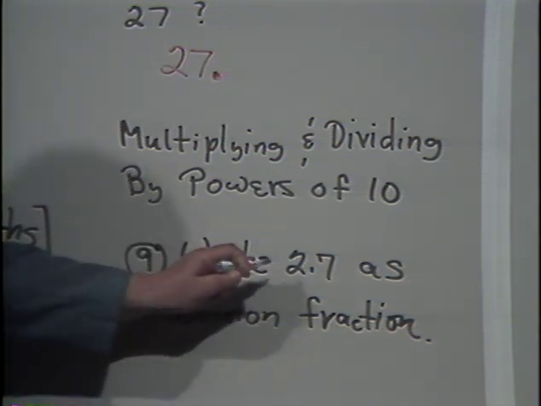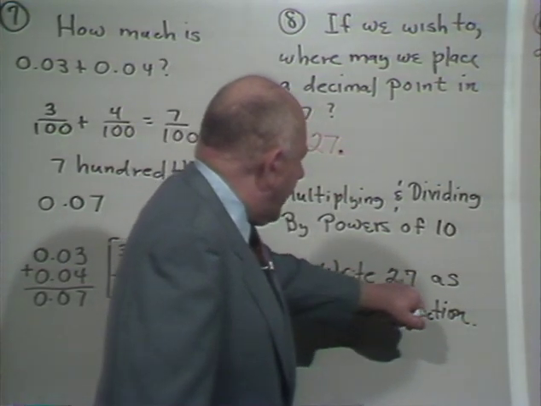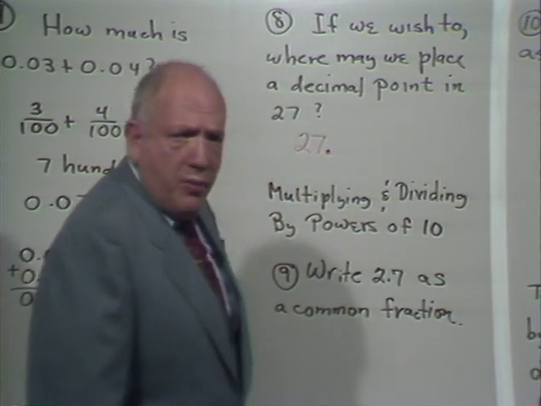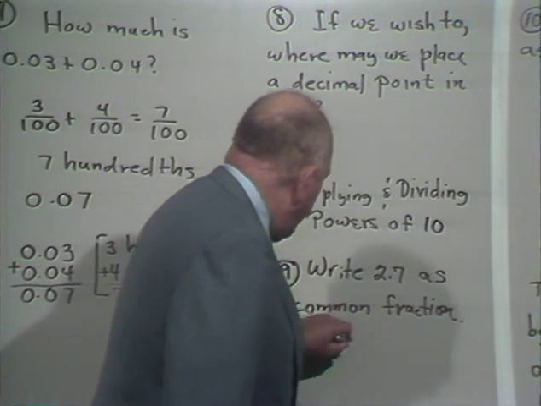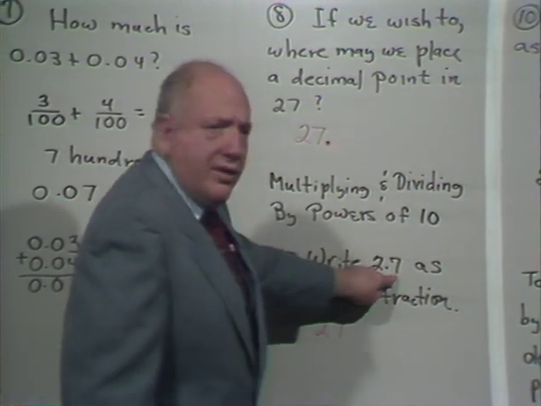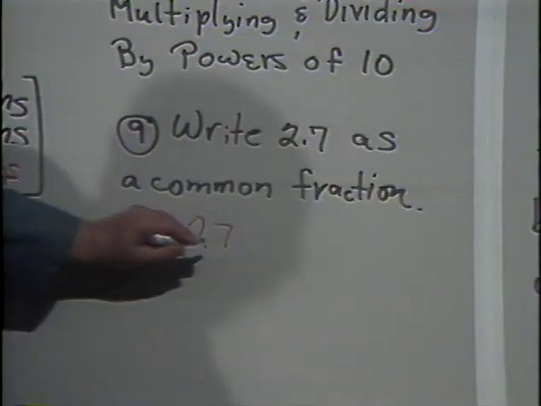So as a preliminary, I would like you to write 2.7 as a common fraction. Now the easiest way to do this is the thing I showed you before. Pretend the decimal point weren't here. If the decimal point wasn't here, you would have 27. 27 of what denomination? The digit furthest to the right is in the tenths place. So you have 27 tenths.